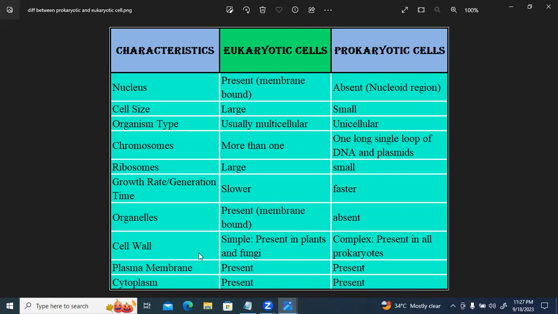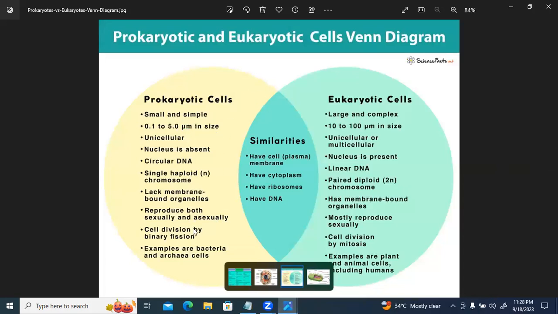Cell wall is present in plants and fungi among eukaryotic cells, whereas in prokaryotic cells it is present in all of them without any exception. Plasma membrane is present in both eukaryotes and prokaryotes, and cytoplasm is also present in both of them. Now, the last thing is that we have already studied the differences.